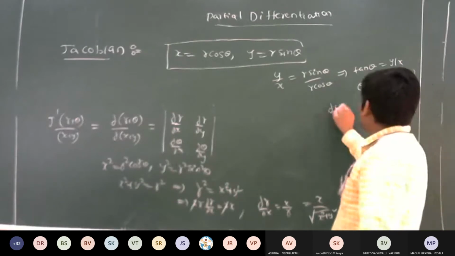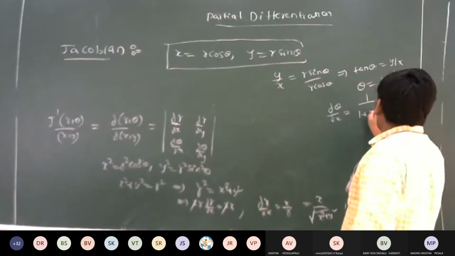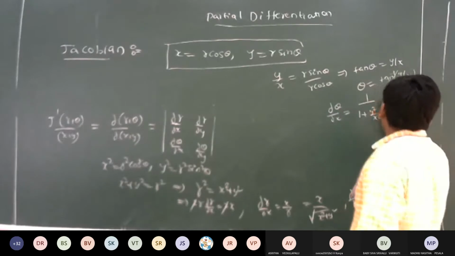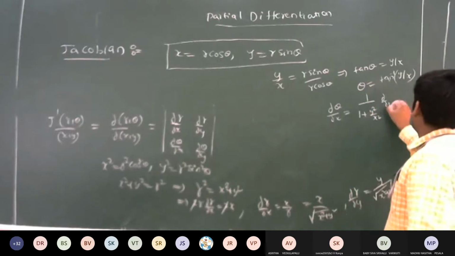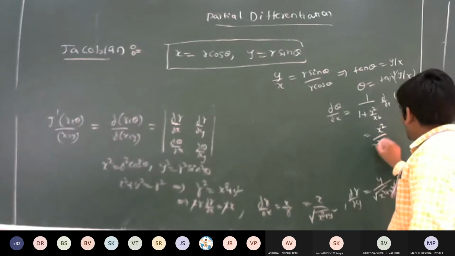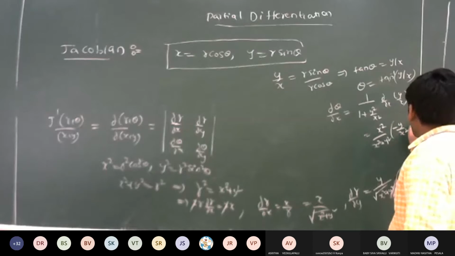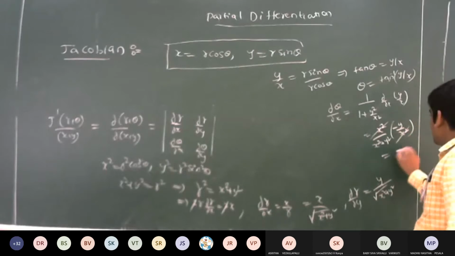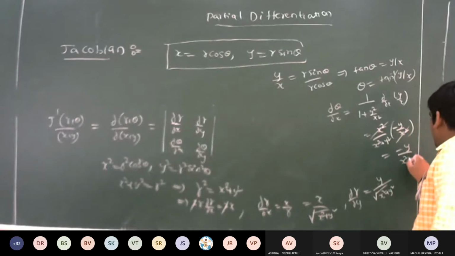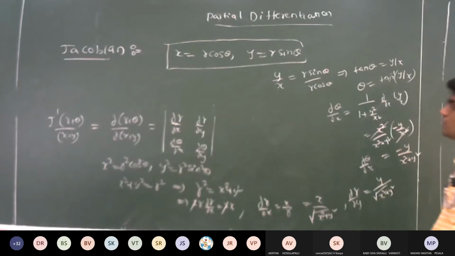Next, what is dou theta by dou x? It is nothing but 1 by 1 plus y square by x square into dou by dou x of y by x, right? So that is x square by x square plus y square into this is minus y by x square. So this one cancels. So that is equal to minus y by x square plus y square. So this is the value of dou theta by dou x.